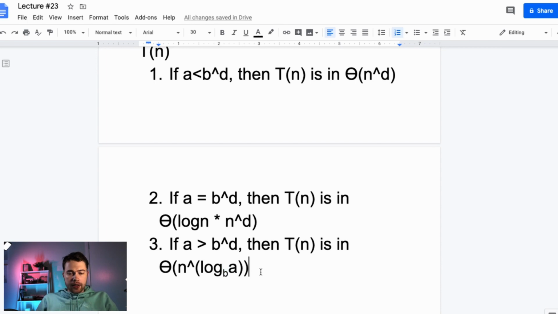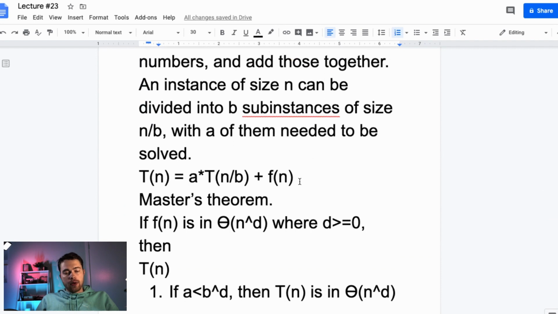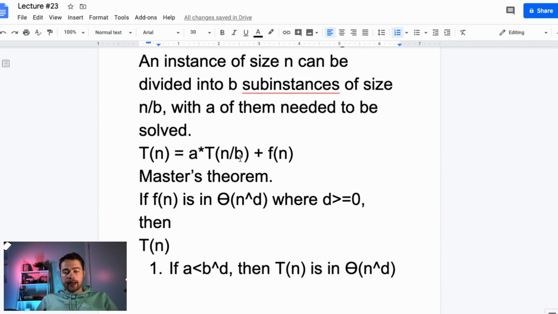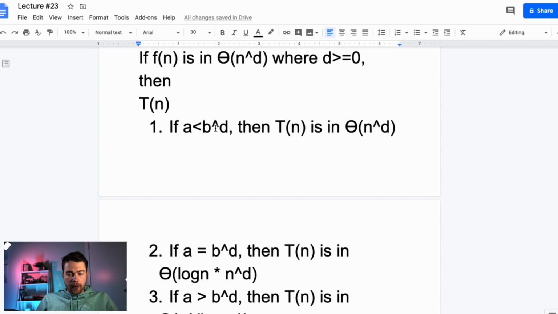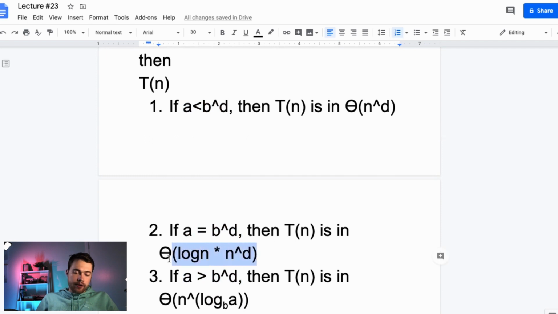So here's the idea. When you see a recurrence like this, you need to find a and b, and then look at f of n. If f of n is n to some constant power, like n to the 0th, 1st, 2nd or 3rd power, then Master's theorem is applicable and you can find the solution to the recurrence. You just need to understand which case it belongs to. Is it this? Is it this? Plug in the numbers, understand which one, and you basically have the solution.